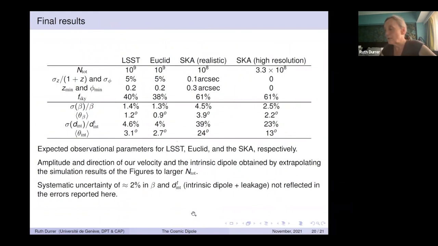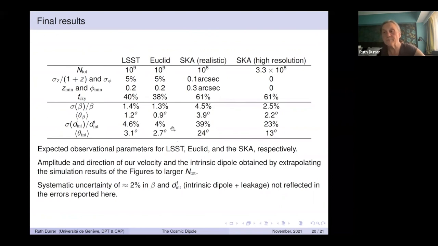That's actually most of what I want to tell you. Let me just stress once again the final results. With LSST or Euclid, we will probably have 10 to the 9 galaxies. If we take 10 to the 9 and a minimum redshift of 0.2, and a redshift error of about 5%, which we think is realistic, and the sky coverage as it is indicated, we can determine the kinematic dipole at the percent level, as well as its direction. The intrinsic dipole at the few percent level, and its direction to a few degrees.